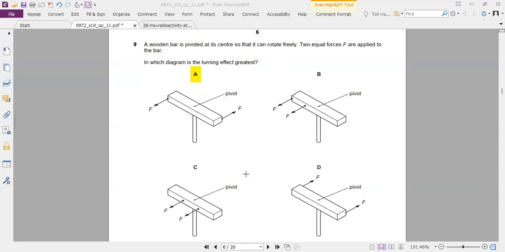Why not this one? This will not turn, and this will not turn. Why not this one? Why this one? Because they both are acting in the anti-clockwise direction. If you carefully look at it, the moment produced by this F will be smaller, and this F will produce a larger moment. So will this one. So the sum of these two moments will be greater than these two. That's why this will have the maximum turning effect.